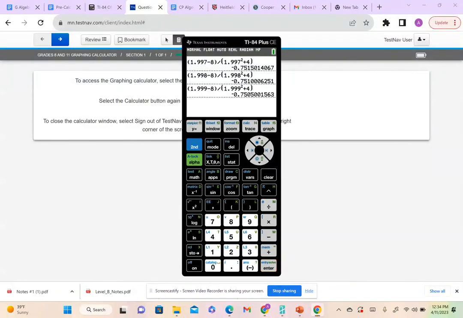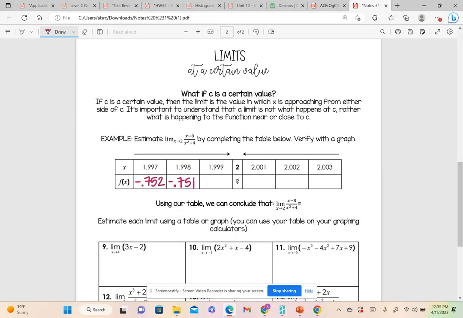So it's the same thing, right? When you round it. Do the same thing for 2.001, 2.002, and 2.003, please. So just plug it in. Second entry, just type over it. Type right over those numbers.